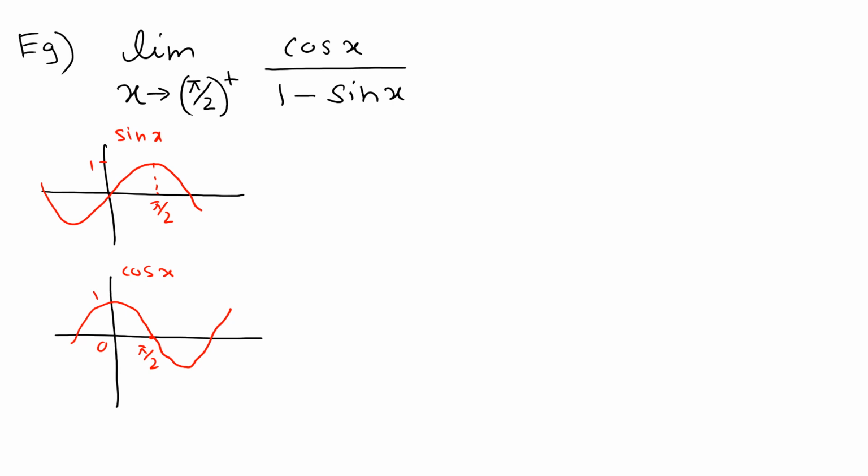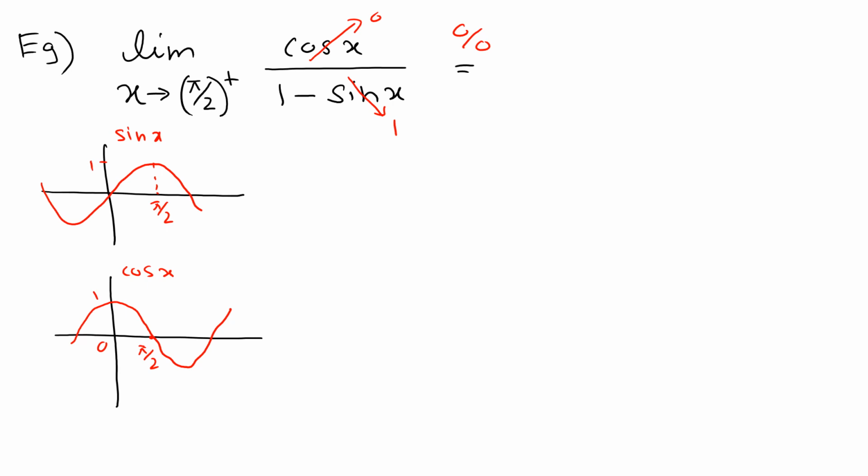So in this problem, the numerator is going to be 0 and the denominator is also going to be 0, because it's 1 minus 1. So it is 0 over 0.